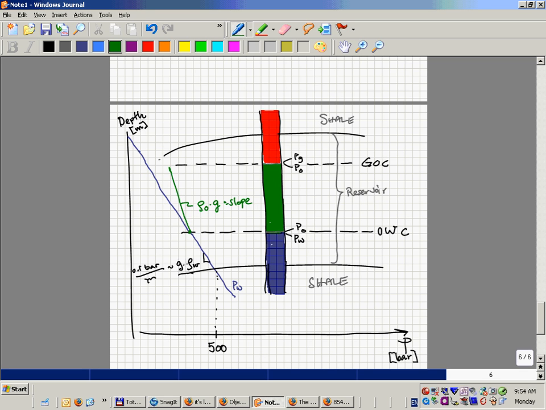And then the gas pressure starts equal to the oil pressure right here. Gas pressure and oil pressure are equal right there. But the gas density is even less, so it goes pretty much up like that, and its slope is given by gas density times g.